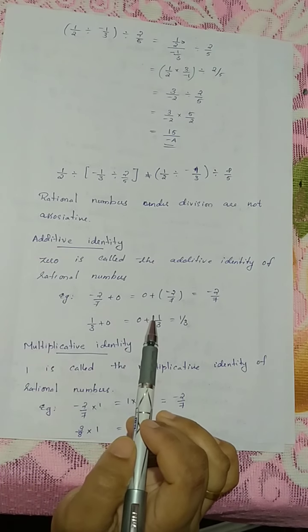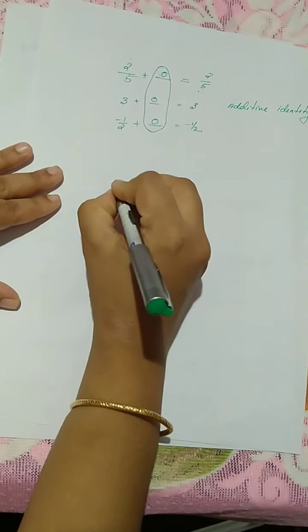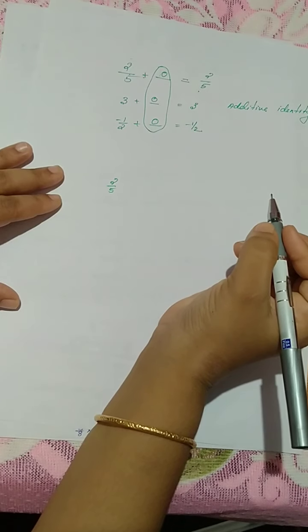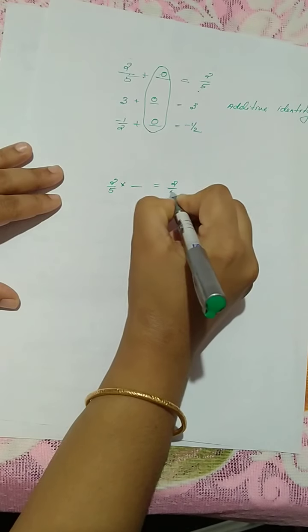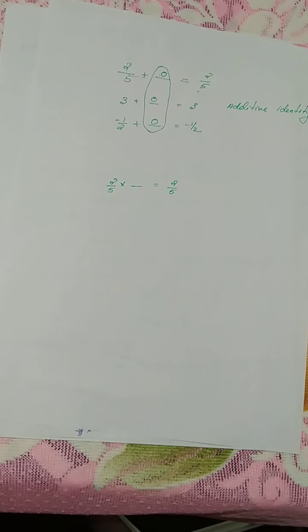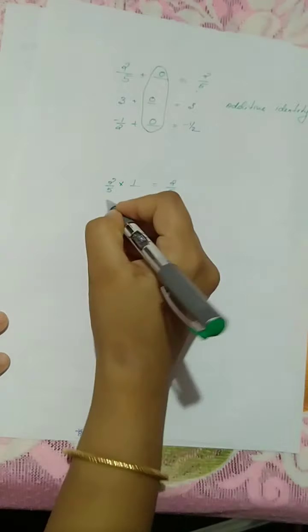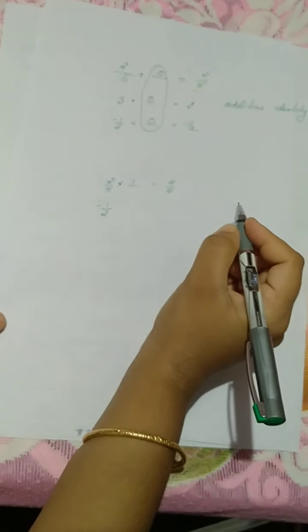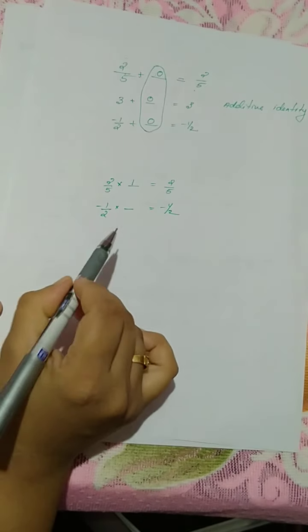Here we saw different examples. Next, we are considering a rational number 2 by 5. 2 by 5 into dash is equal to 2 by 5. Which term should be multiplied with 2 by 5 to get the solution 2 by 5? The only term is 1. Okay. So minus 1 by 2 is a rational number. Minus 1 by 2 into dash is equal to minus 1 by 2.